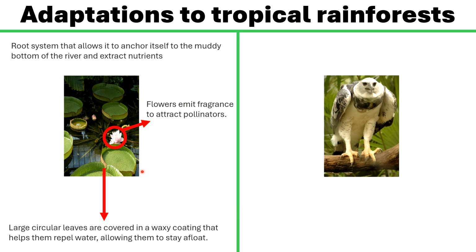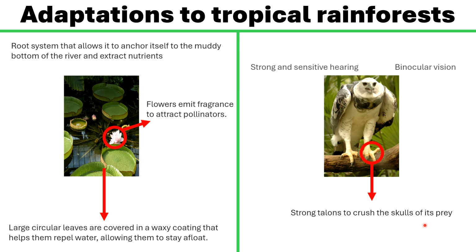Now, looking at this eagle, we'll see that it has strong talons to crush the skulls of its prey. It's pretty brutal, I know. They have strong sensitive hearing and binocular vision.